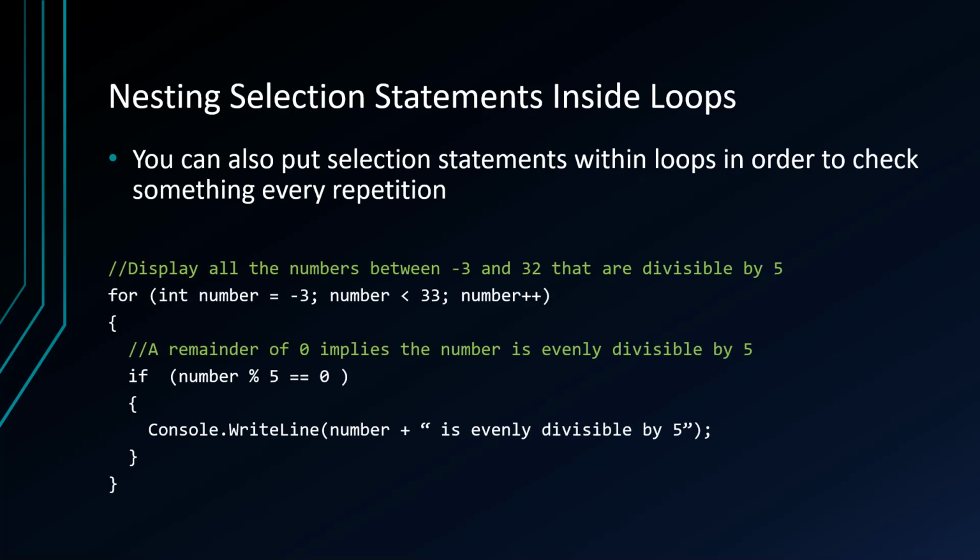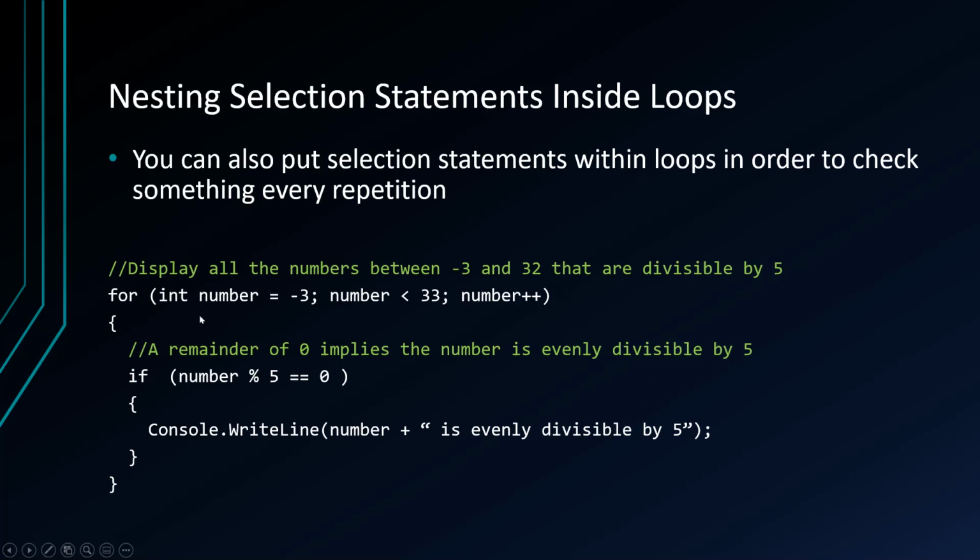In this case, we're going to display all the numbers between -3 and 32 that are divisible by 5. That's what my comment says. Now here's my loop. We're going to start our number at -3. We're going to keep looping as long as number is less than 33, which means 32 is our biggest number. And we're going up by 1. So -3, -2, -1, 0, 1, 2, 3, 4, 5, 6, all the way up to 32.